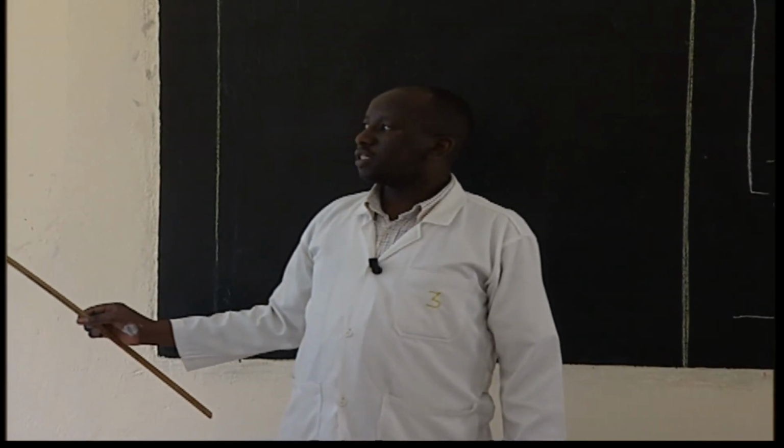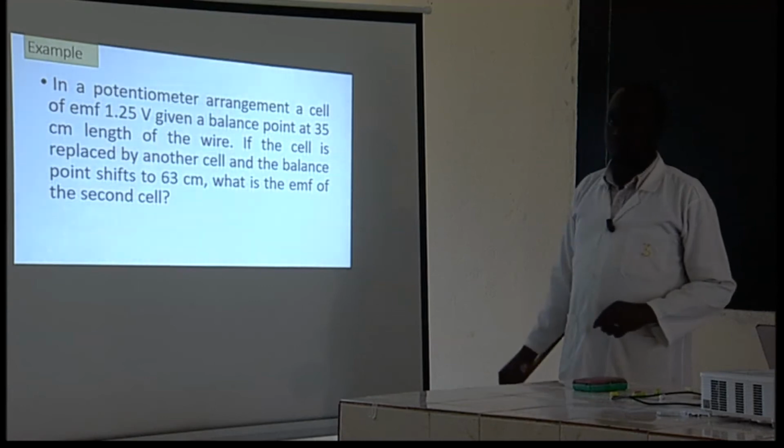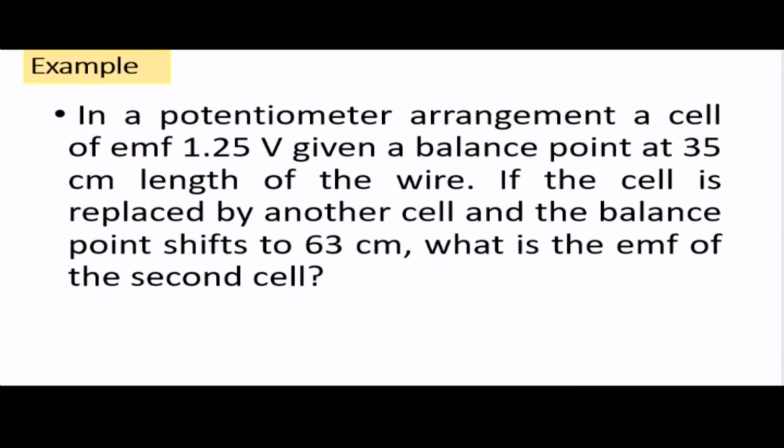A potentiometer arrangement: a cell of electromotive force 1.25 volts gives a balance point at 35 centimeters length of the wire. If the cell is replaced by another cell, and the balance point shifts to 63 centimeters, what is the electromotive force of the second cell? I'm giving you 1 minute to finish, and then we work this together.